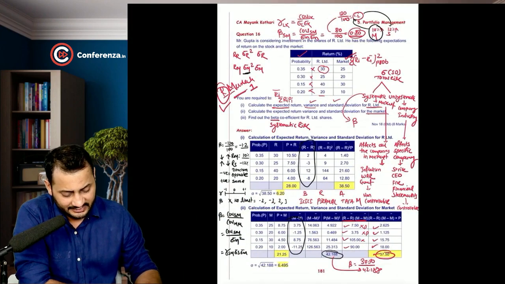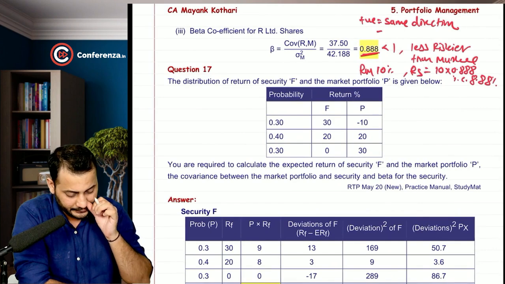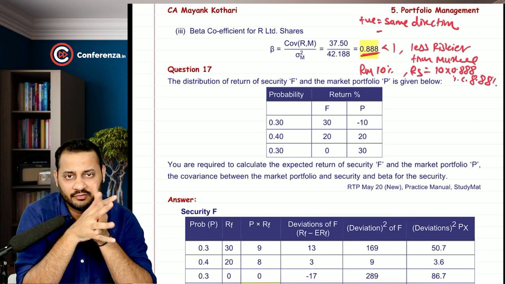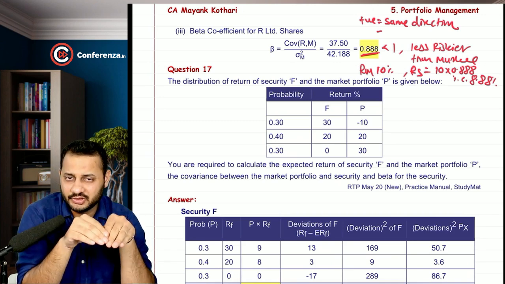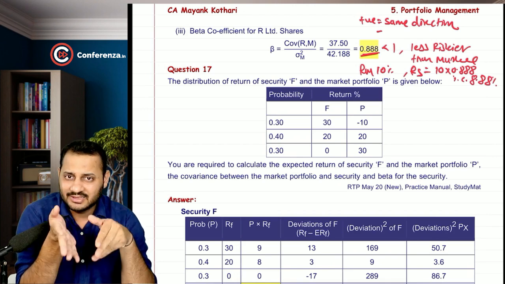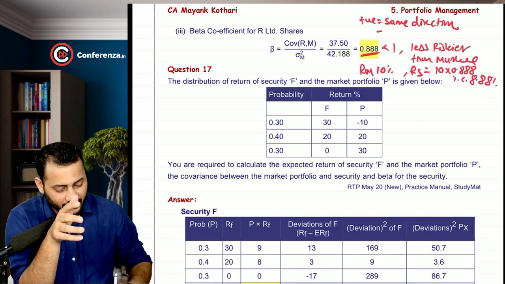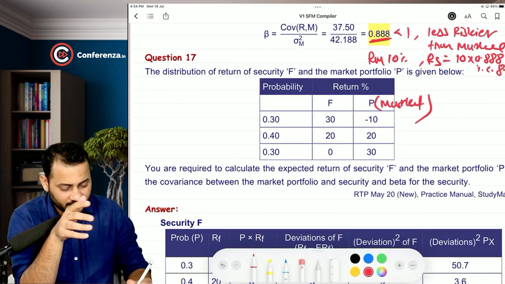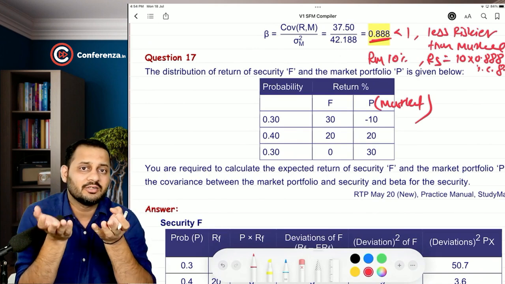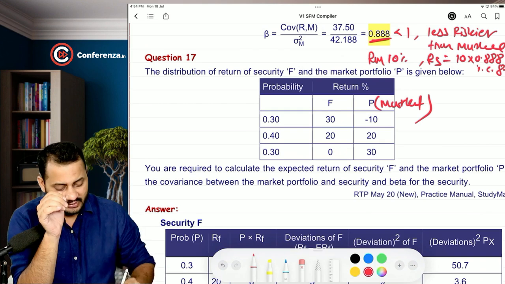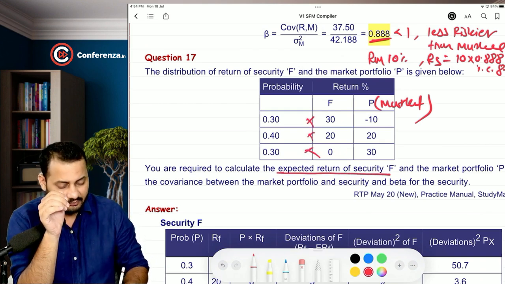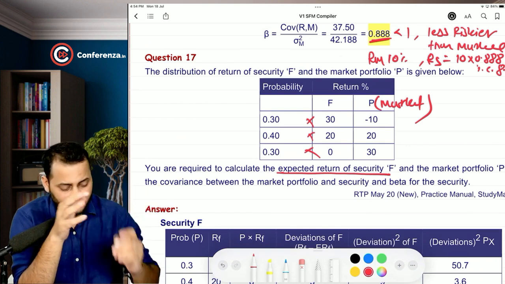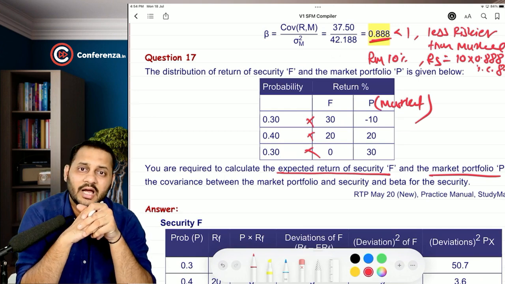Now question number 16 is completed. Let's focus on question number 17. The distribution of return of security F and the market portfolio is given to you. You can clearly see, again this is a similar type of question, where one is the stock's return, another one is the market's return. Whenever you get a chance to specify a few things, make sure you do it. This is the market portfolio, and the probabilities are also given to you. You are required to calculate the expected return of security F. We can simply multiply the probability with the return, and then do the total of it to calculate the expected return. We can do the same for the market portfolio as well.